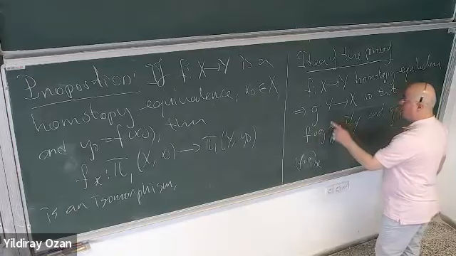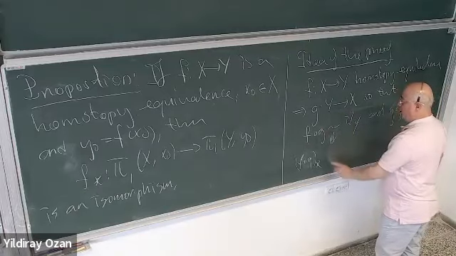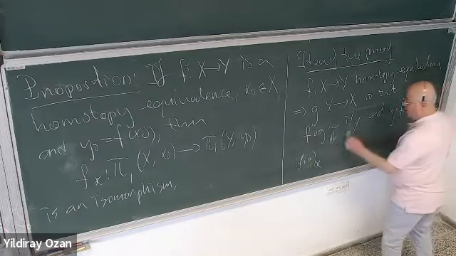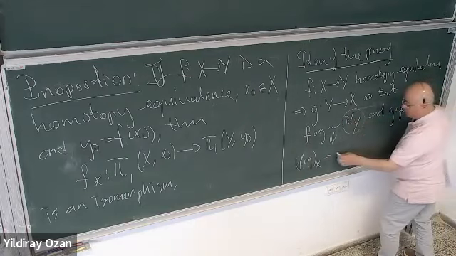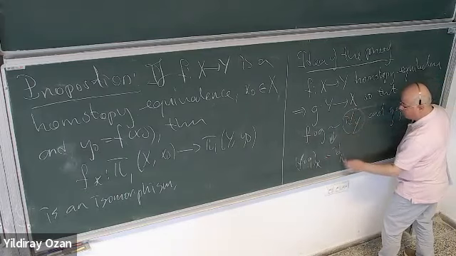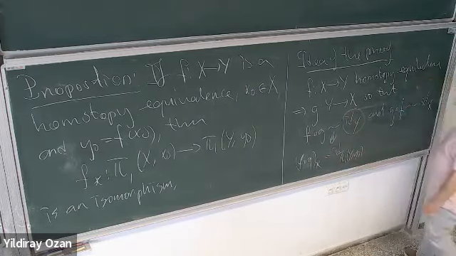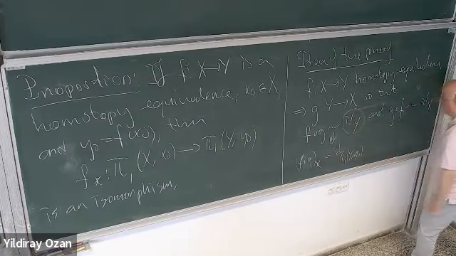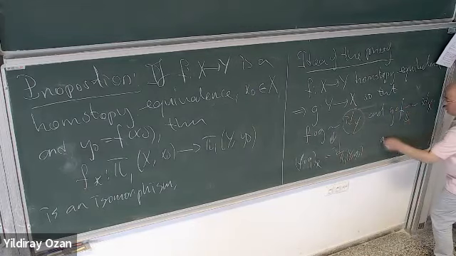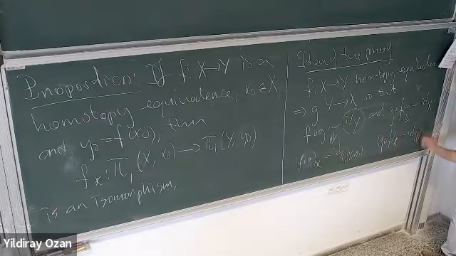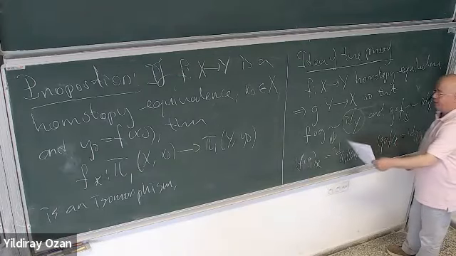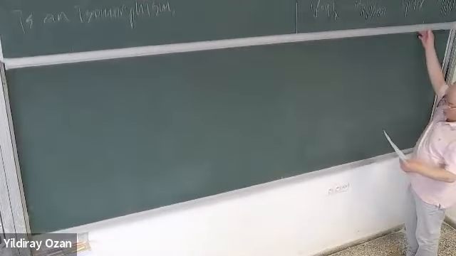This composition from Y to Y is homotopic to the identity function. Therefore, this will be just the homomorphism induced by the identity function. That is just the identity homomorphism of pi1 of Y at y0. And similarly, the homomorphism induced by the other composition will be just the homomorphism induced by the identity function, which is just the identity homomorphism. But this is not a proof. Basically, this is the idea of the proof, but not a complete proof.